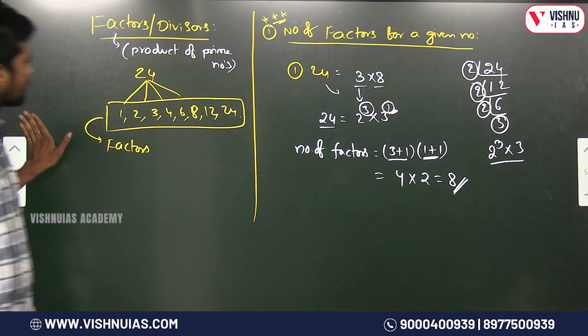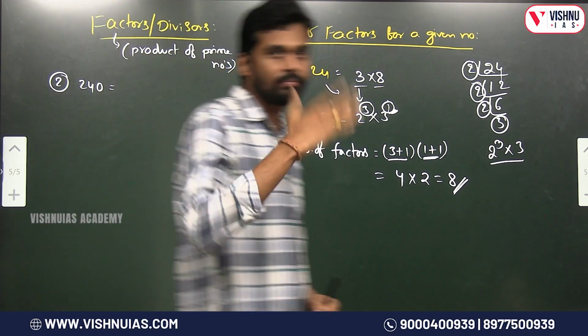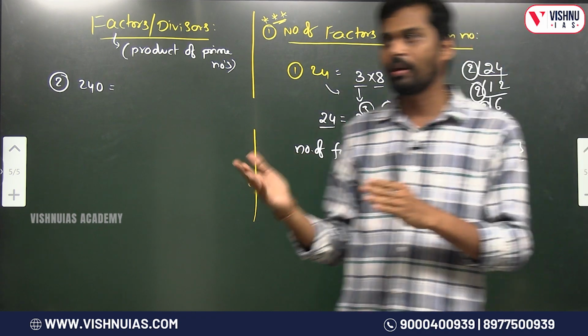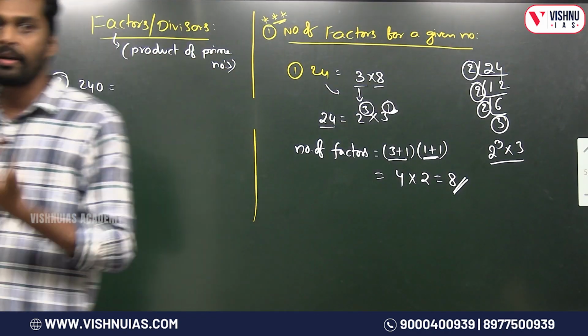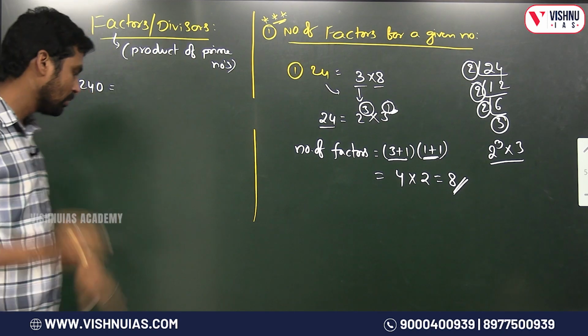Let's take another example. Suppose I take 240. One way is you can divide the number 24 into 10, whatever idea you get, you can break it like that. Or otherwise you can go by this method. I'll show you both the methods.